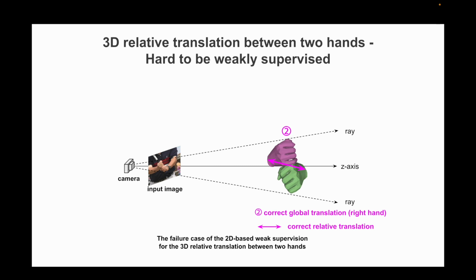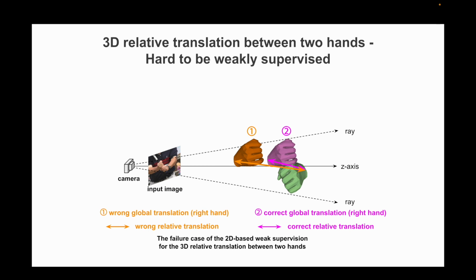The combination of purple and green hands represents a correct estimation given a single input image. On the other hand, the combination of orange and green hands is a wrong one, but could also happen given the ambiguity of the 2D-based weak supervision.